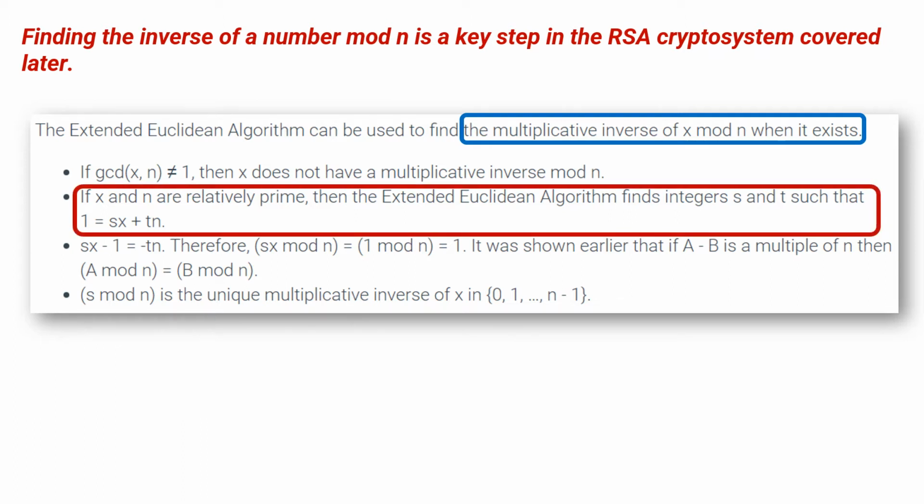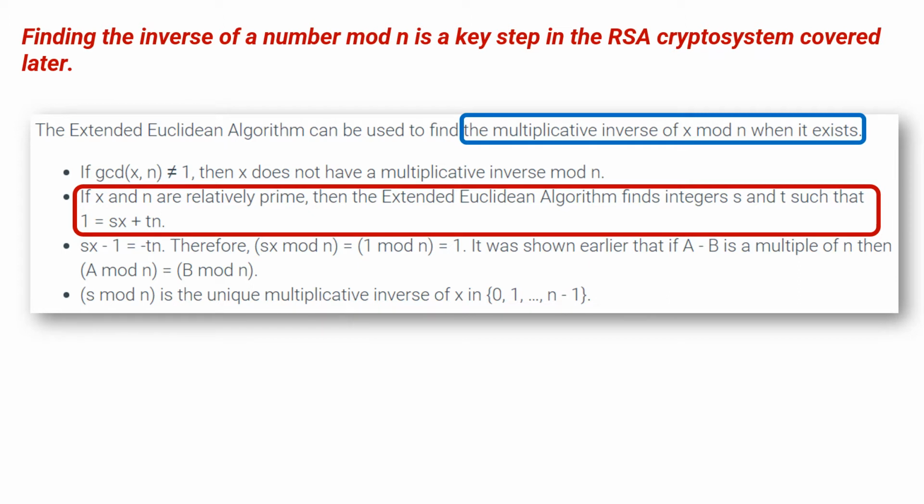The next thing is this. If x and n are relatively prime, remember, what does that mean? That means that their GCD is equal to 1. Then the extended Euclidean algorithm finds the integers s and t such that 1 is equal to sx plus tn. Is that true? Yeah, remember that the extended Euclidean algorithm finds a linear combination that ends up equaling the GCD. And again, the GCD would be 1 if they're relatively prime. So this is just the result of what we would do when we apply the extended Euclidean algorithm.